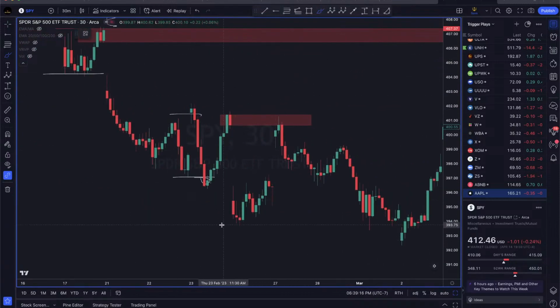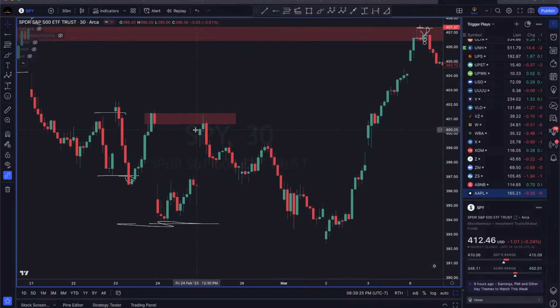Because price made a new low on this one. There are sellers present in this one. You do not buy in this zone here. You sell, right? And then what happened? Price tags this zone. I take my entry, and then I wait for a structure to change.